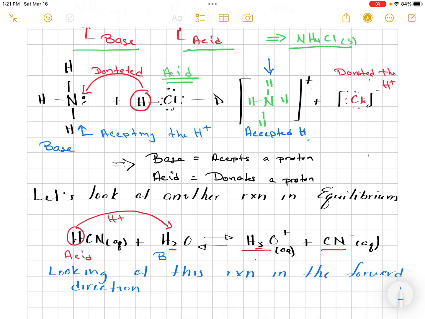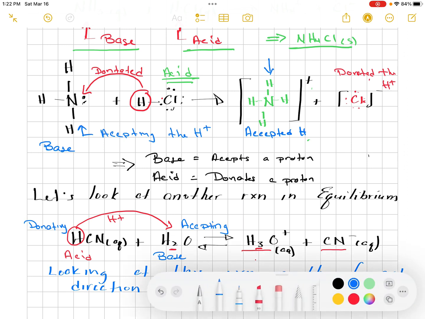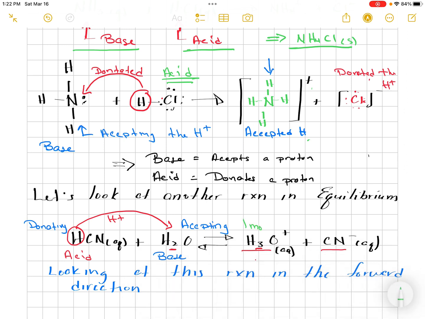Why is it becoming a base? Because this guy here is accepting a proton, and this guy is donating a proton. So here we can clearly see which one is the acid and which one is the base. Looking at the products, you can confirm which one has one more hydrogen than it had before and which one has one less hydrogen. So make a note: you can see that this one has one more hydrogen and this one has one less hydrogen, and you can confirm by looking at the products which one is donating and which one is accepting.